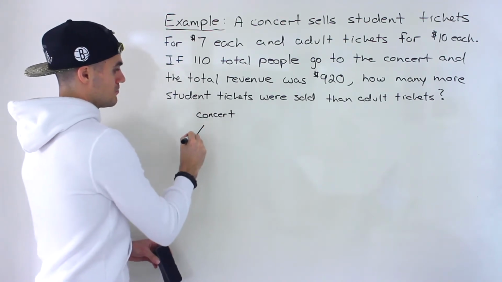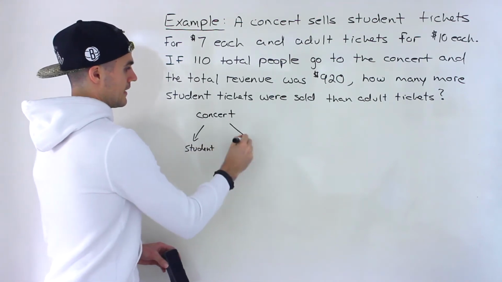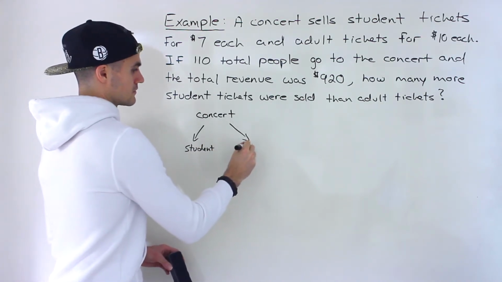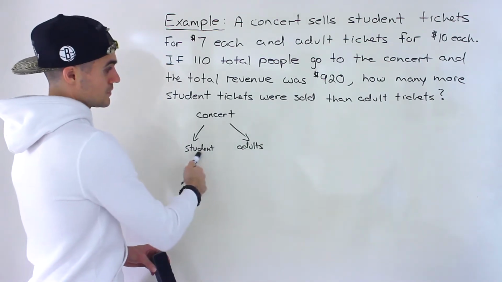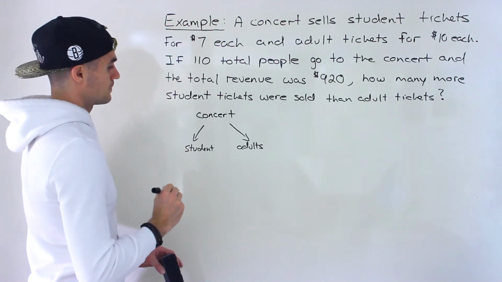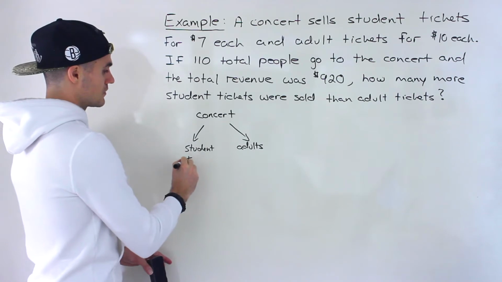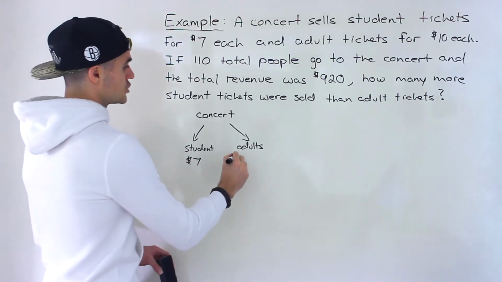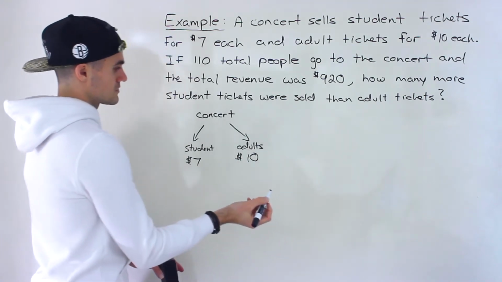And then there's both students and adults going to the concert. Okay, or students and their parents. That's another popular type of scenario that can come up. Now, each student ticket costs $7, and each adult ticket costs $10.